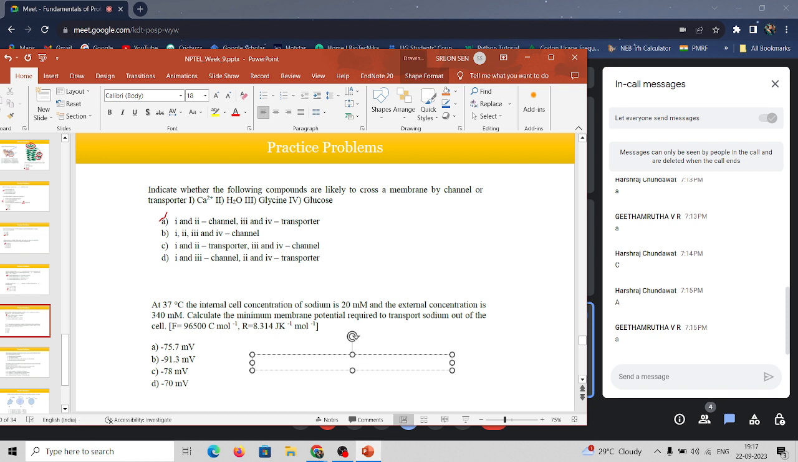So your change in delta G is equal to 0. That is what I can tell you. Now how are you going to do it? Let's write here delta G. Your delta G is 0. Now how are you going to do it?